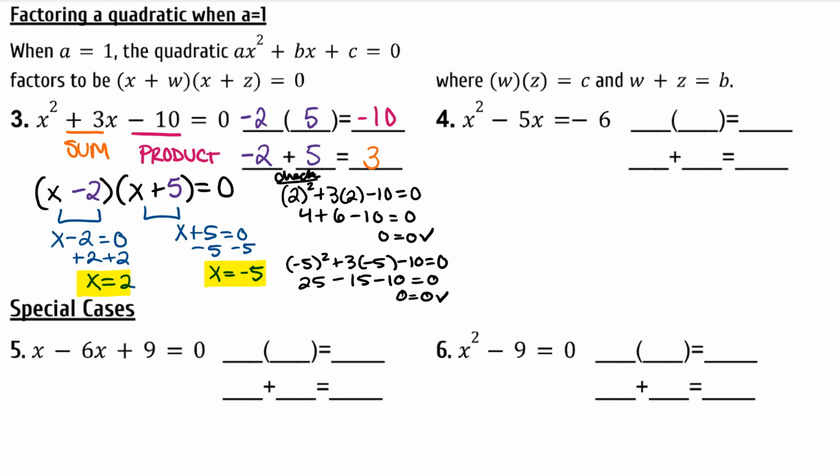Before I can use b and c for my sum and product, this needs to be in standard form. It needs to equal 0. So let's rearrange.